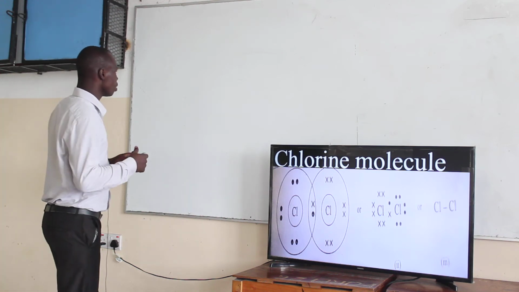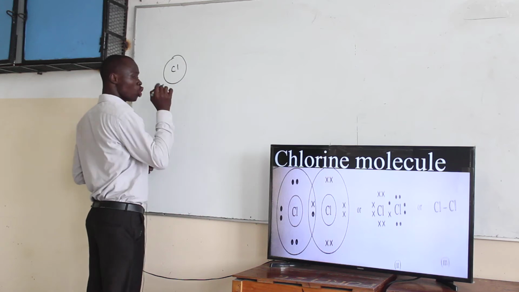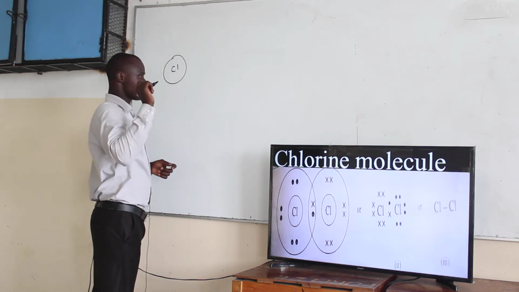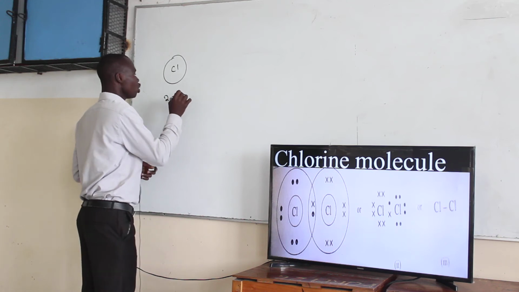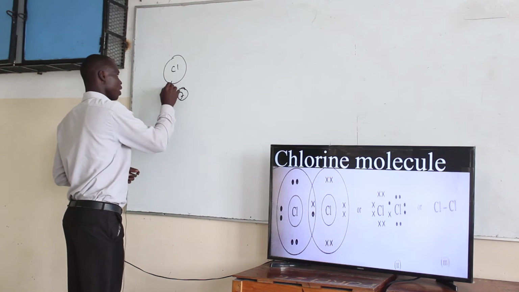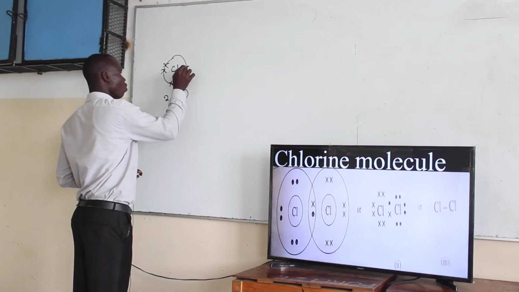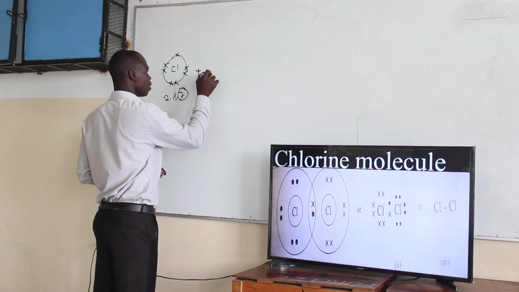And I want you to be very careful because counting can also be a problem. Take chlorine. Chlorine, you know that it is 2, 8, 7. So we are just going to pick the 7, and represent only the outermost energy level. So 1, 2, 3, 4, 5, 6, 7. Then another chlorine plus another chlorine.